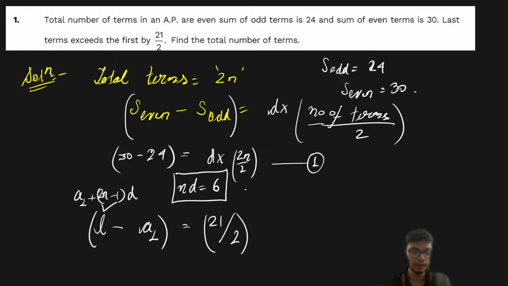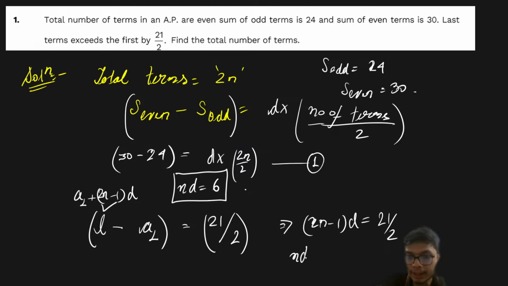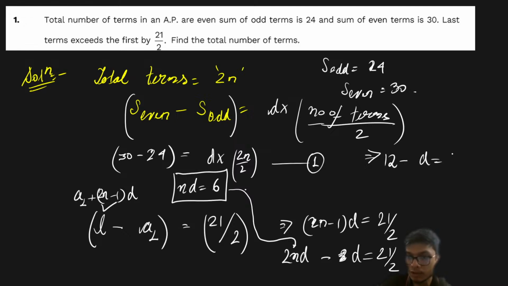times d. So what I will get from here is that 2 times n minus 1 into d is equal to 21 upon 2. From here I get 2nd minus d is equal to 21 by 2. I hope this is clear to all of you. So if I put in the value of nd over here, this is going to simplify as 12 minus d is equal to 21 upon 2.